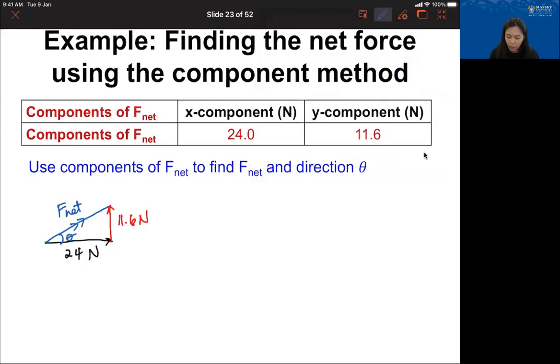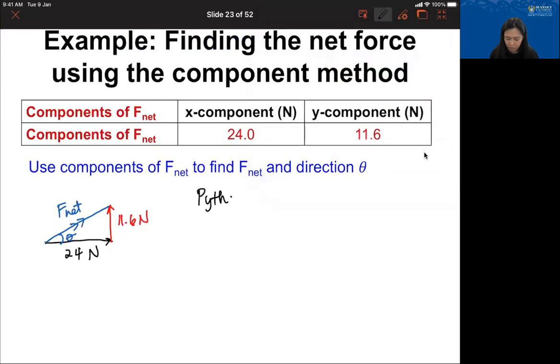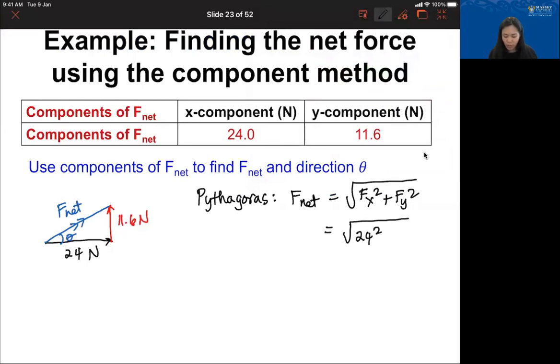So using Pythagoras theorem, the net force will now be the square root of the x component squared plus the y component squared. So you'll have the square root of 24 squared plus 11.6 squared. That will give you about 26.7 newtons for the net force.